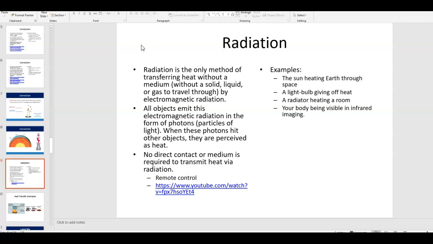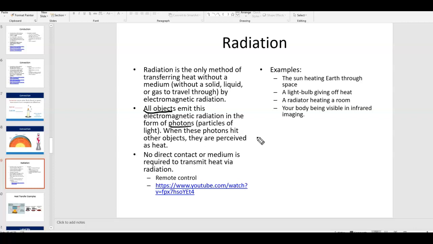Light bulbs tend to give off heat through thermal radiation. A radiator heating a room, your body being visible, and infrared imaging, all those are examples of radiation. What you need to be aware of is that when we talk about heat through radiation, the focus is on the fact that all objects emit this electromagnetic radiation in the form of photons. A photon is a particle of light, and when these photons hit other objects, they are perceived as heat.